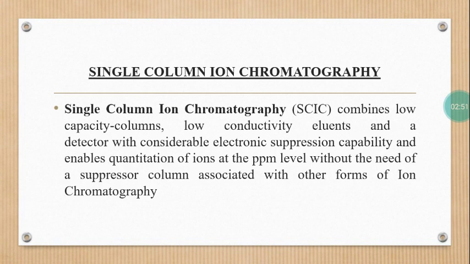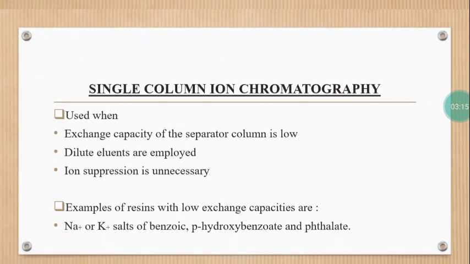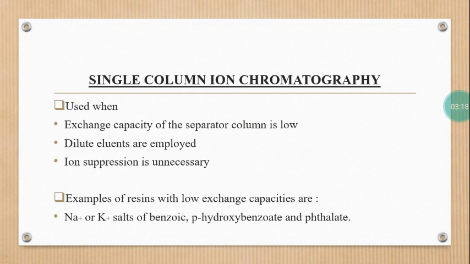What is single column ion chromatography? Single column ion chromatography combines a low capacity column, low conductivity eluent, and a detector with considerable electronic suppression capability, and enables quantitation of ions at the ppm level without the need of a suppressor column associated with other forms of ion chromatography. Single column ion chromatography is used when the exchange capacity of the separator column is low. Dilute eluents are employed. Ion suppression is unnecessary. Examples of resin with low exchange capacities are sodium or potassium salts of benzoic, para-hydroxybenzoate, and phthalate.